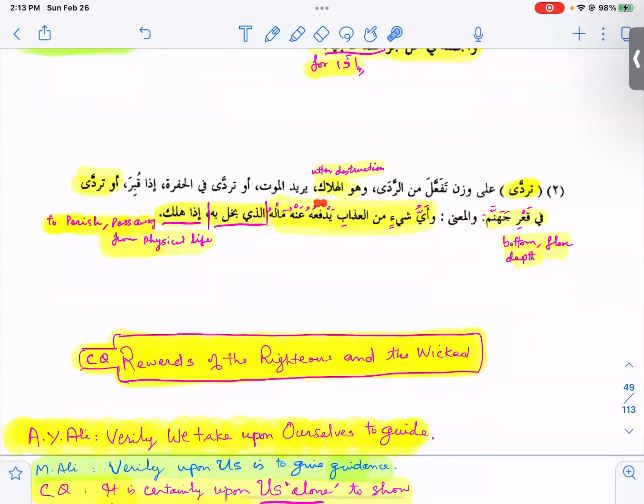Bahua al-halaku, utter destruction. Yuridul mauta, mauta. Au taradda fil hufrati. He falls in a hole. Iza kubura, when he's buried. Au taradda fi kairi jahannam. Or he falls to the bottom floor of jahannam.